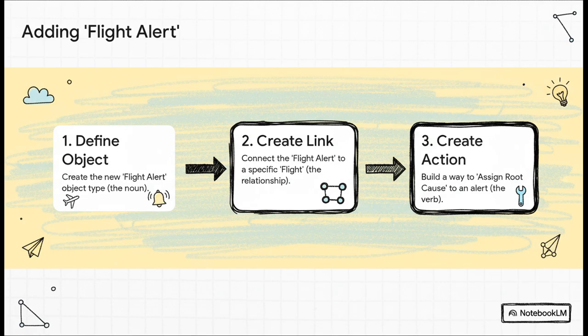And building on the model is this totally logical process. It's just step by step. First, you define the new noun, in this case, the flight alert object. Then, you link it to the things that already exist, connecting it to a specific flight. And finally, you define a new verb, an action that lets your users actually do something with it, like assigning a root cause for that delay.